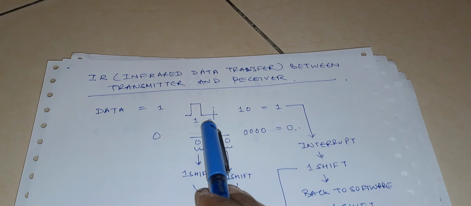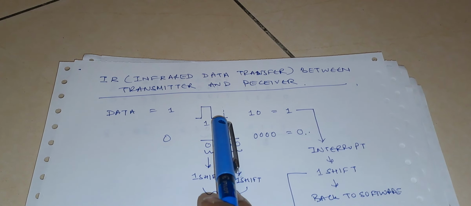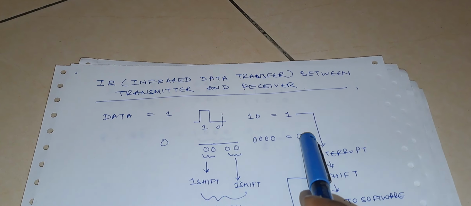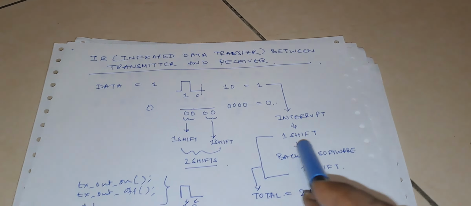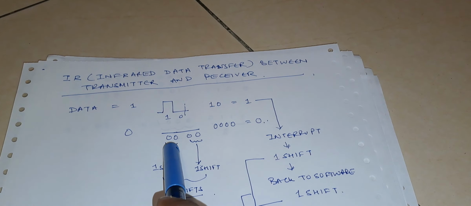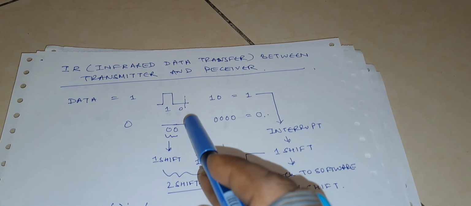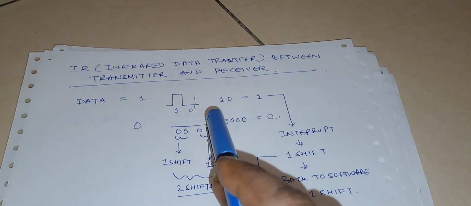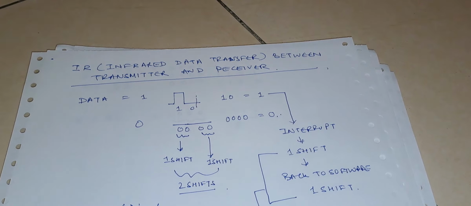Because I have to maintain the time. For this time it is 1-0, and when there is no signal it is 0-0. But here there are two shifts. Why? Because when the interrupt is called, the software will call a shift, and the software by default will call another shift. Here, since it is a 0, the software will call only one shift, but we have to call two shifts in order to make the receiver compatible with the transmission. So for that we have to make it like this. We have to have two shifts.